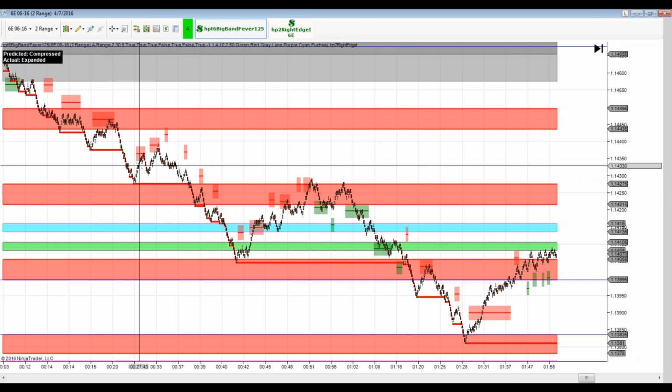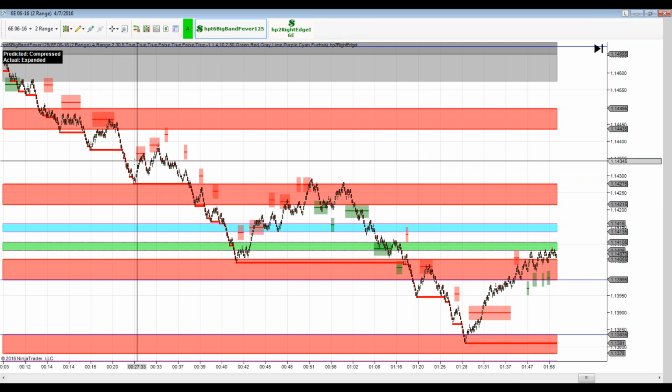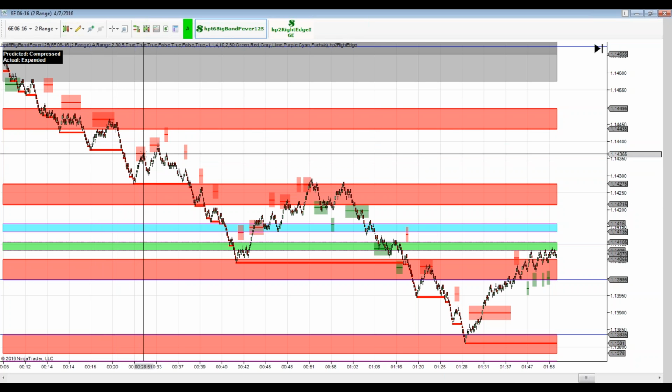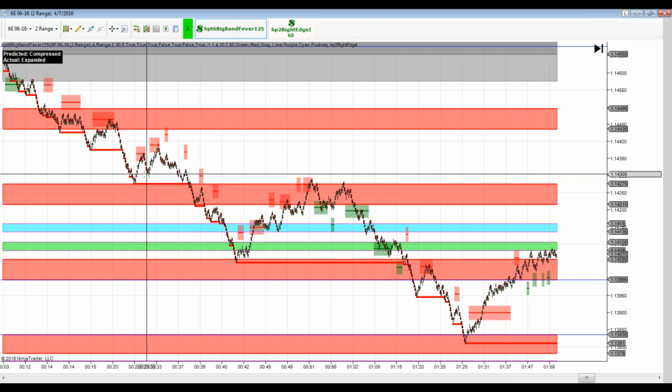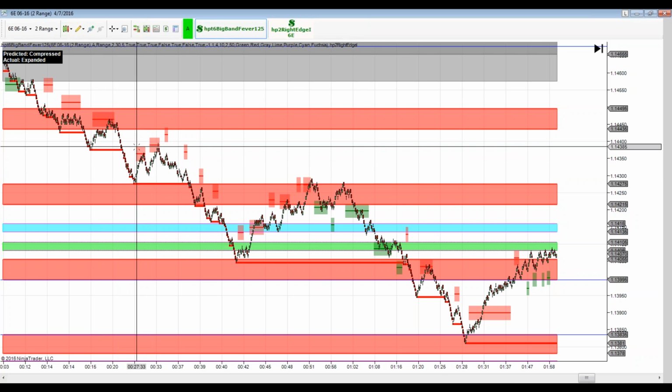So we came up into the right edge box again. All right, and this time we did actually penetrate the middle and then reverse, so that was your initial trade, enough to get a scalp. Again, the conservative stop would be a tick above the top of the right edge box.